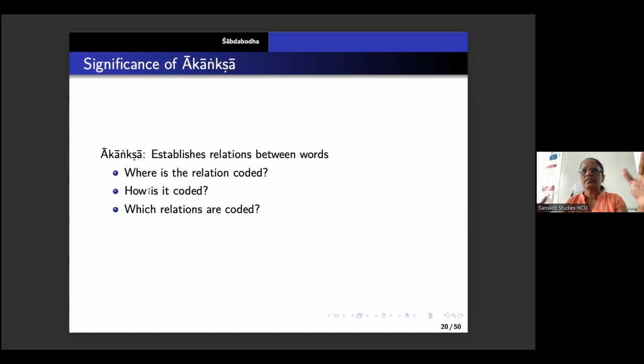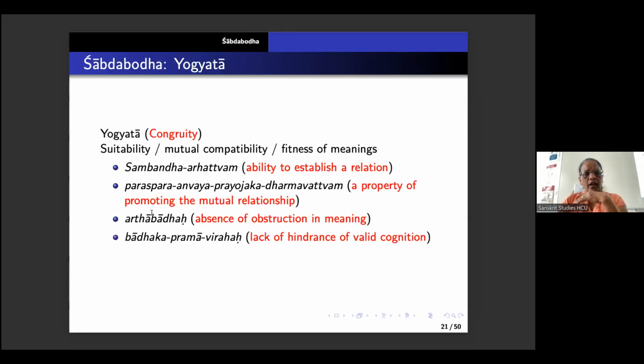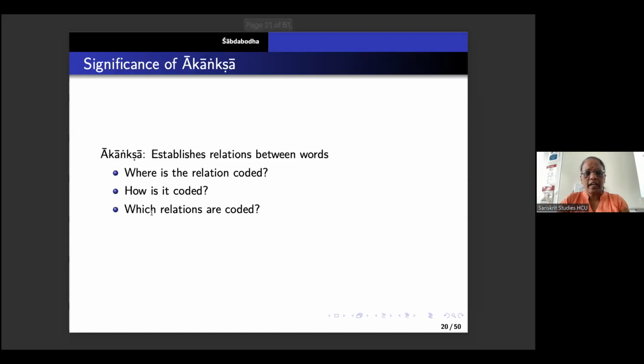And all these discussions are there in the Indian theories of verbal cognition. And then which relations are coded? What name should I give to this relation? So when we say that the word X is related to Y, what is the relation between these two words? What name should be given? So these are the discussions that go on under the section of ākāṅkṣā in the theories of Śābdabodha. So this ākāṅkṣā helps us in establishing the relation between the words.